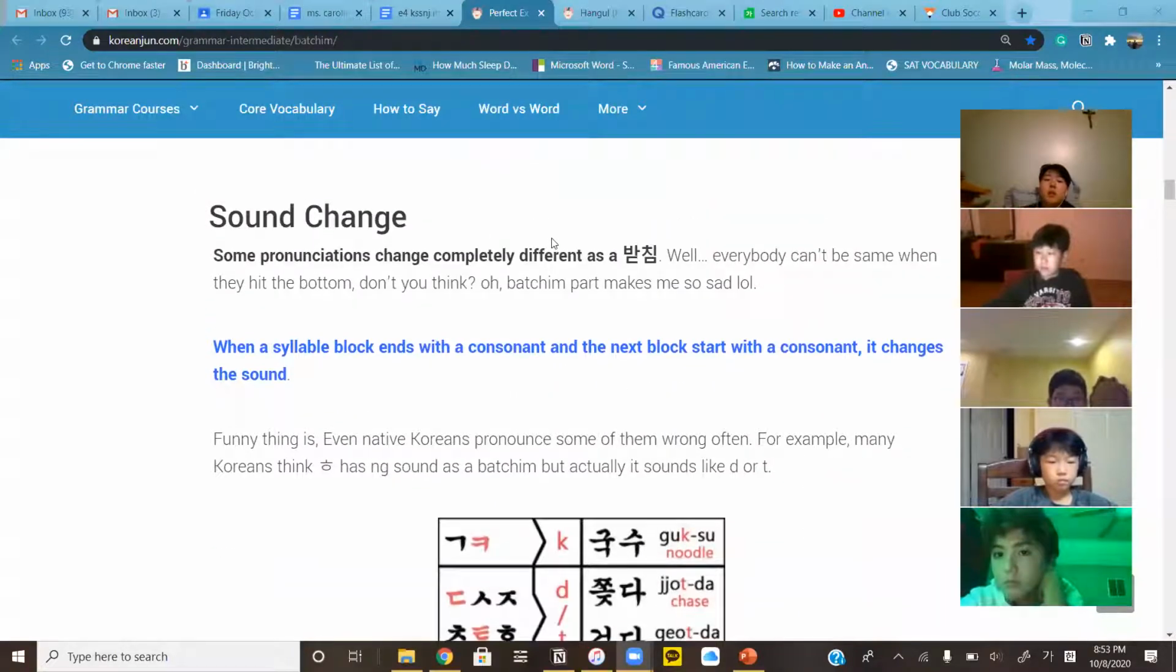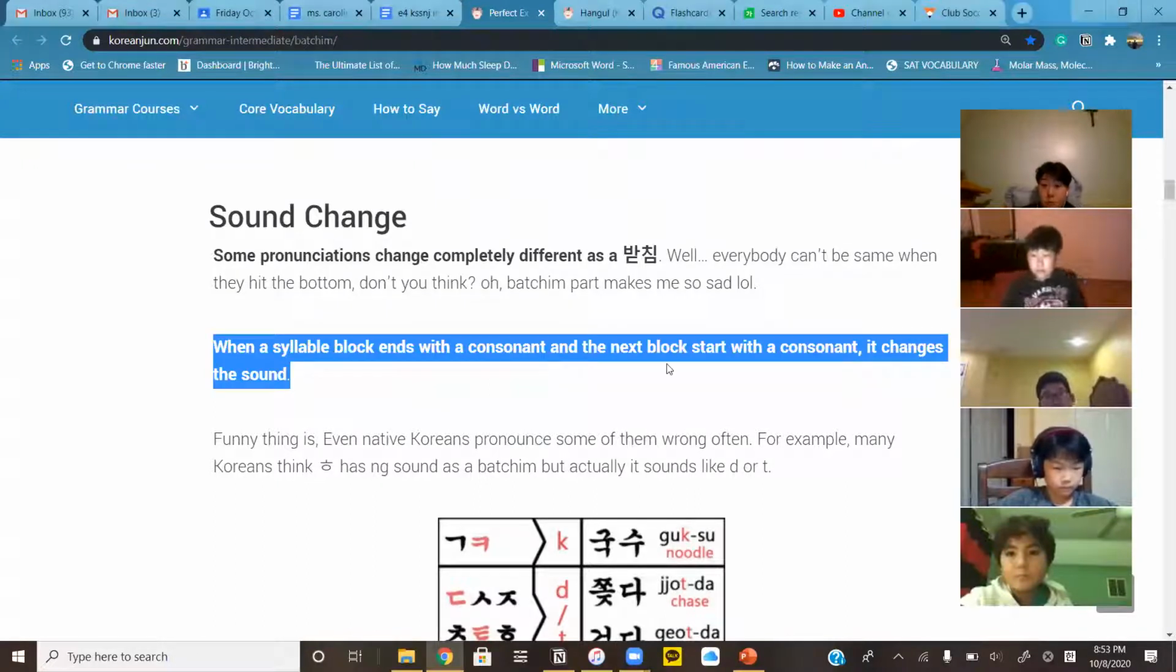All right, let me read this part. Sound change. Some pronunciations change completely different as a pachim. Well, everybody can't be the same when they hit the bottom, don't you think? Oh, pachim part. That makes me so sad, lol. When a syllable block ends with a consonant and the next block starts with a consonant, it changes the sound.